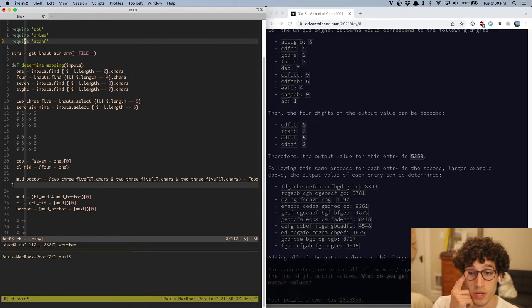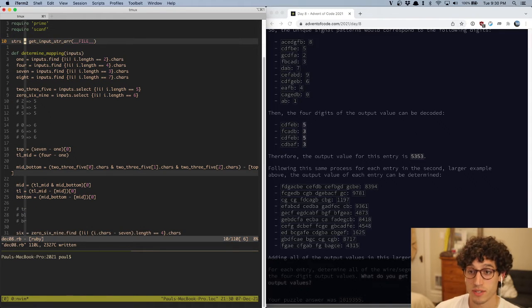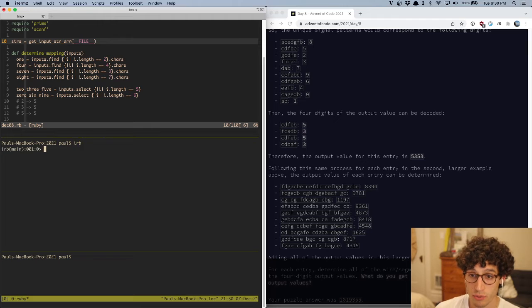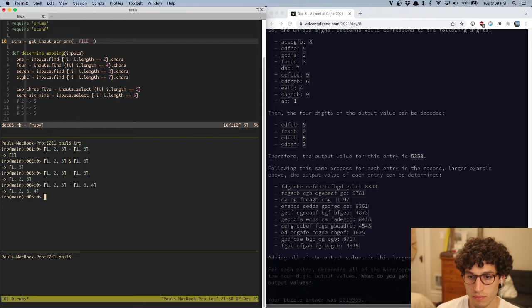So, determine mapping of inputs. Thankfully, Ruby is pretty helpful here, because in Ruby, if you have two arrays, you can subtract them, and you can intersect them, and you can also union them. And so that makes things a lot easier.